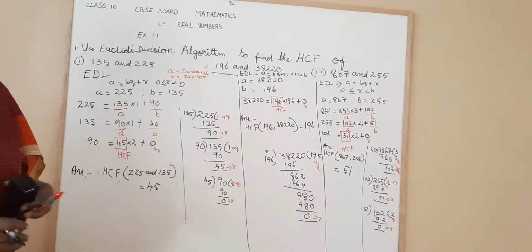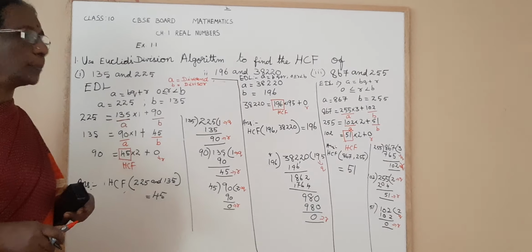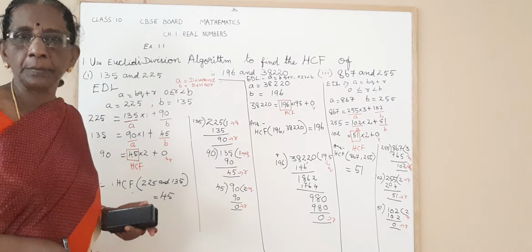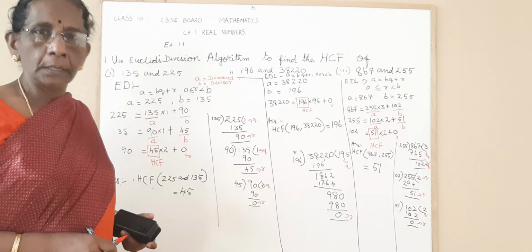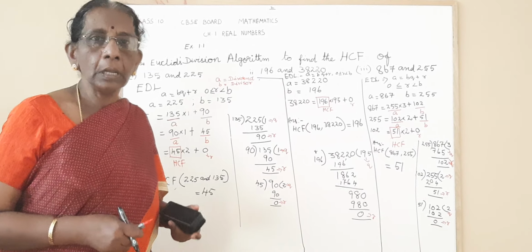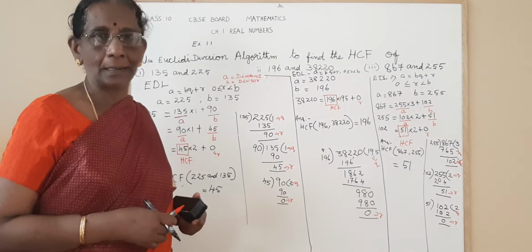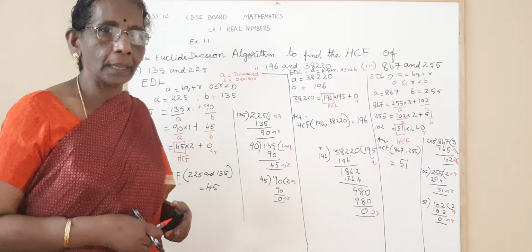I think you might have understood all the sums. Each and every step is important. Okay, children? So, you have to follow all these steps very carefully. When you are doing the division, you be very careful. And you should not make calculation errors. That's very important.